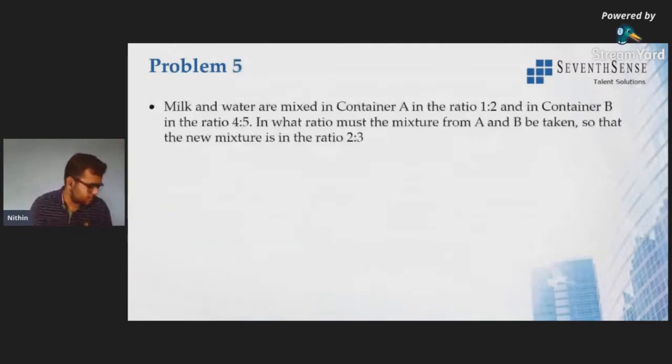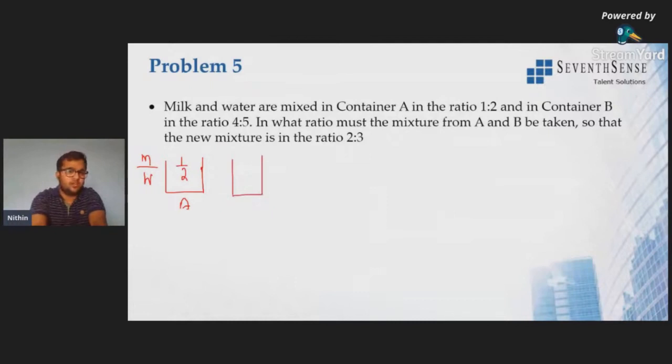Now the question is this with respect to the concept. Milk and water are mixed in container A in the ratio 1 is to 2 and container B 4 is to 5. In what ratio must the mixture from A and B be taken so that the new mixture is in the ratio 2 is to 3? All right. Now they're asking, we have container A which consists of milk and water, milk by water in the ratio 1 over 2. Container B is also containing milk and water, but in different quantities, which is 4 is to 5. And we have the mixture container, which is again milk and water, but the ratio is different, that is 2 over 3.